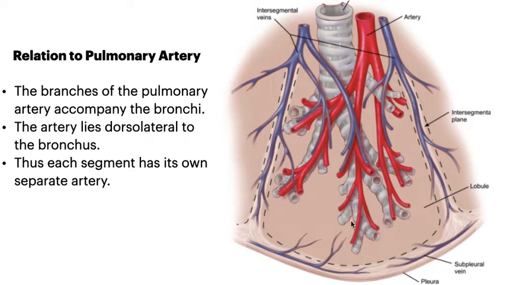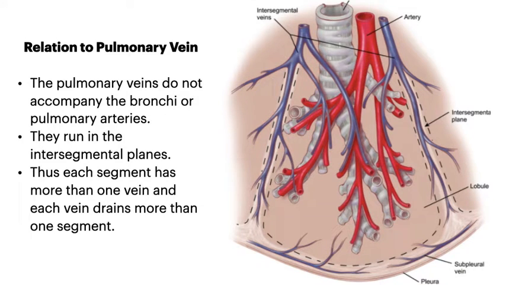Relation with the pulmonary artery. The branches of the pulmonary artery accompany the bronchi. The artery lies dorsolateral to the bronchus, mind you, dorsolateral to the bronchus. Each segment has its own separate artery.